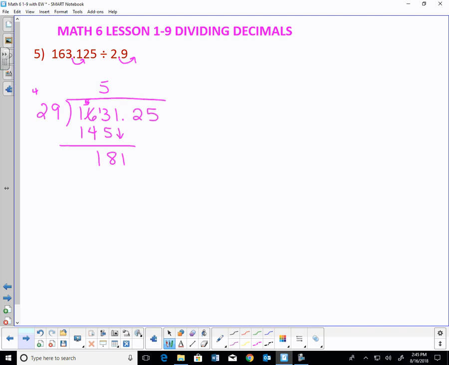Or think about it, how many times will 30 go into 180? I'm thinking 6 times, because 6 times 3 is 18. So I'm going to put a 3 up here. I forgot to bring my decimal point straight up again. Silly me. 3 times 9 is 27. 3 times 2 is 6, plus 2 is 8.